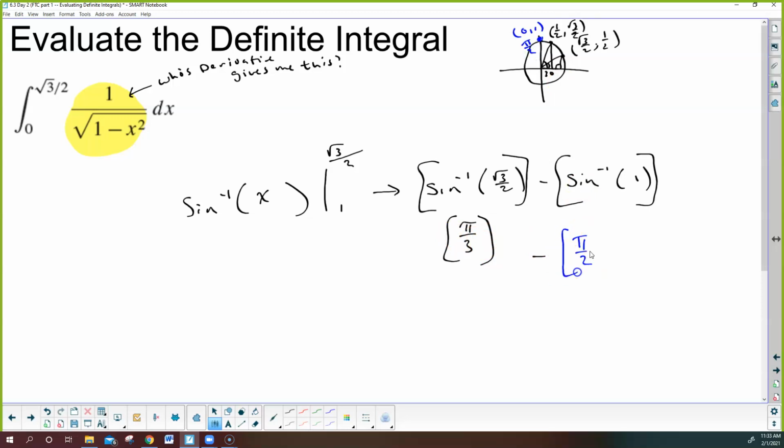And then those are the values that I would have to subtract. I want to keep them with the same denominator. So I'm going to call this 2 pi over 6 minus 3 pi over 6, right? Because I just times this by 3, times this by 2, and then I can subtract, and we actually end up with the value of that integral is negative pi over 6.